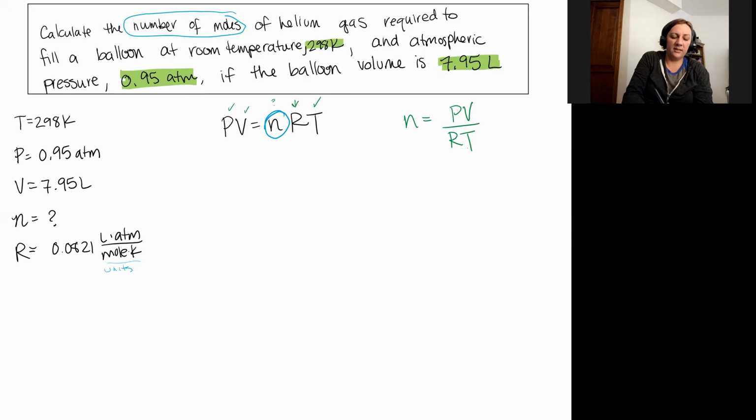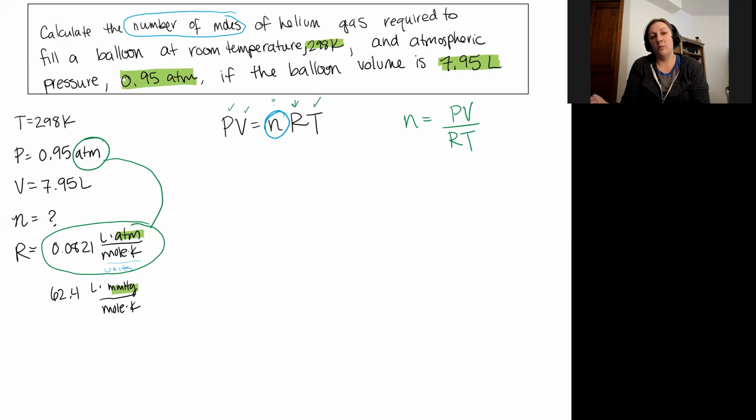Another version of this is 62.4 liters times millimeters of mercury divided by mole Kelvin. And you can see the difference between these two is the pressure unit. And so you want to choose an R value that matches the units of pressure you're calculating or that you are given. And we've been given units of atmospheres. So I'm going to make sure that we use 0.0821 for our R value when we calculate N.